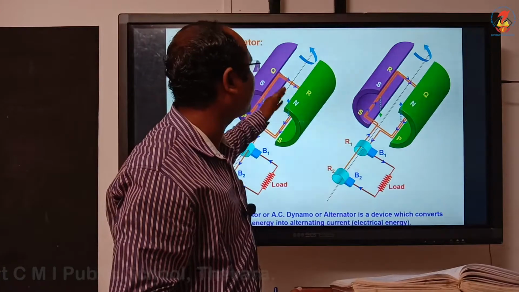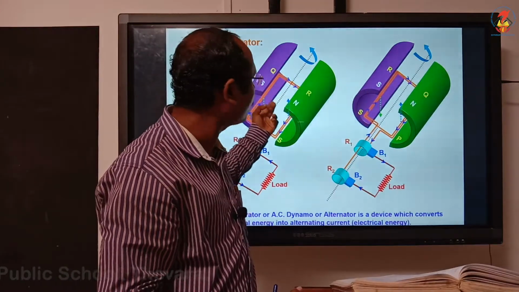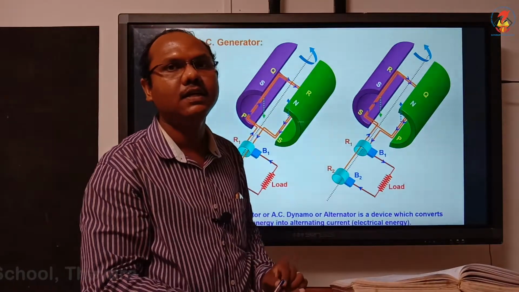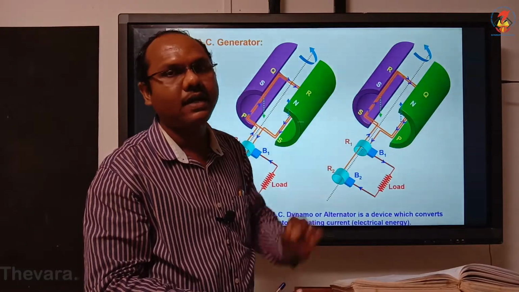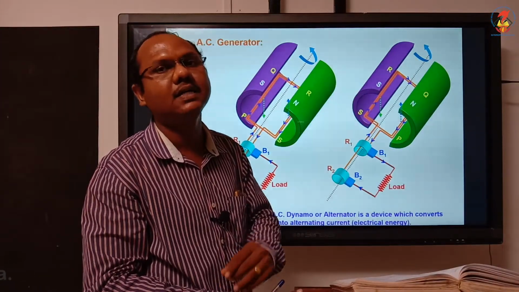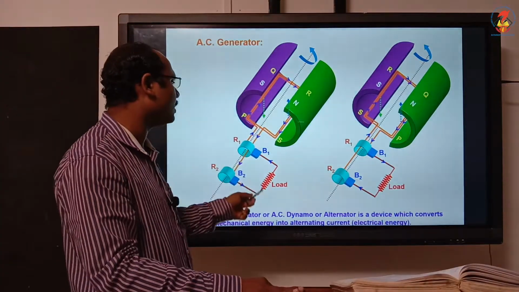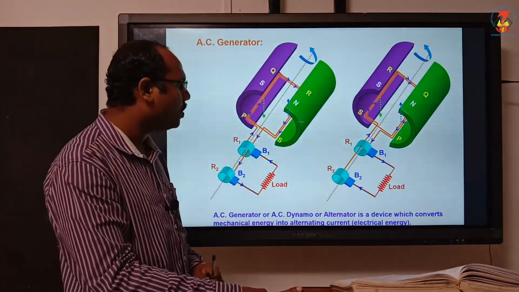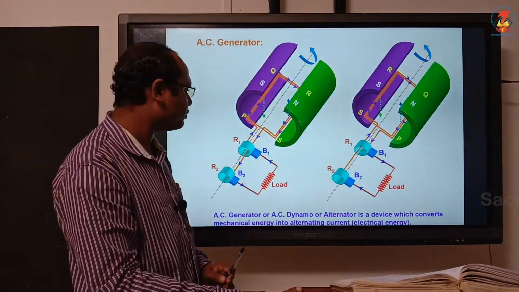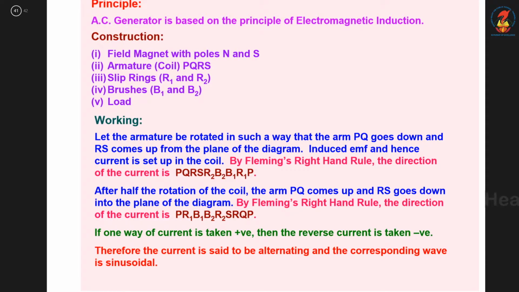And what happens when the armature rotates? When the armature rotates, there is a change in the magnetic flux, and due to the change in the magnetic flux, current will be induced. That current will flow through the coil. Now, let the armature be rotated in such a way that the arm PQ goes down and RS comes up from the plane of the diagram.